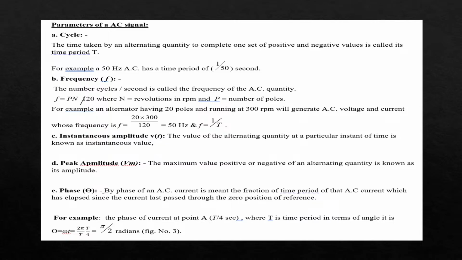So basically the time period becomes 1 by 50, right? Because 50 is equal to 1 by T, so T equals 1 by 50. The time period is 1 by 50.